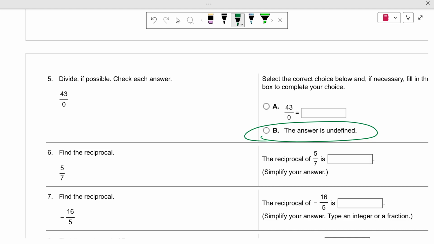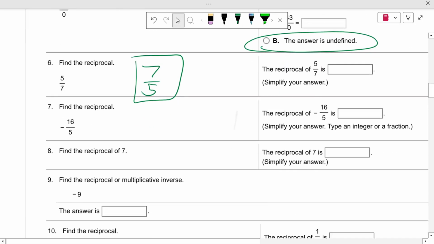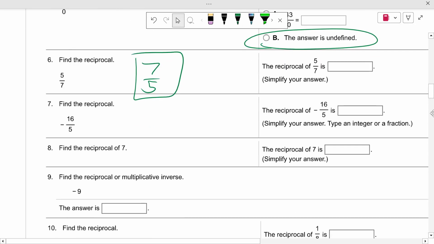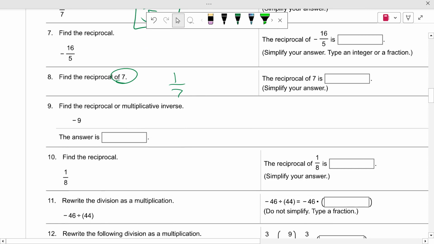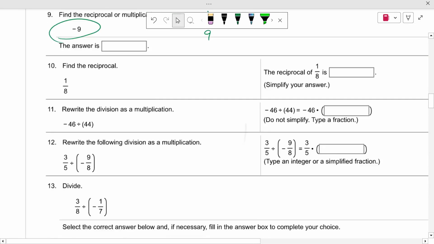What's the reciprocal of 5/7? 7/5. You just flip it over. So, what's the reciprocal of 7? 1 over 7. A reciprocal is also called a multiplicative inverse. So, what's the multiplicative inverse of negative 9? Negative 1 over 9.